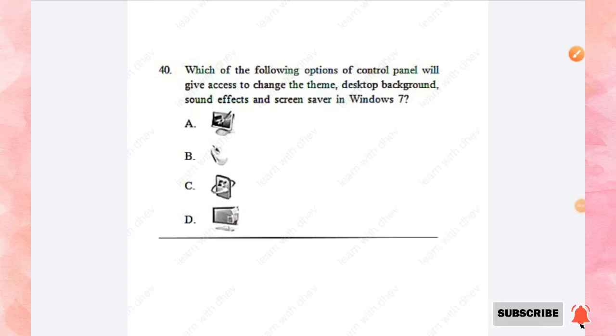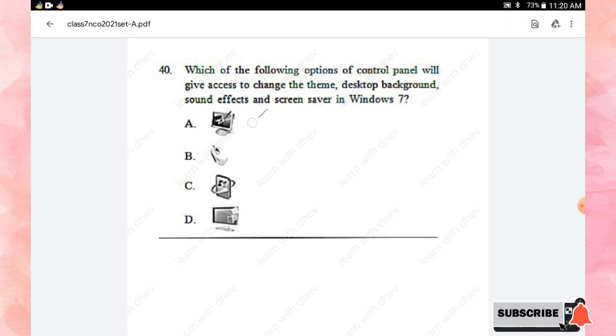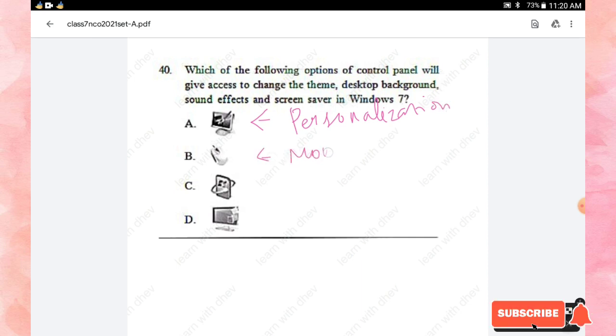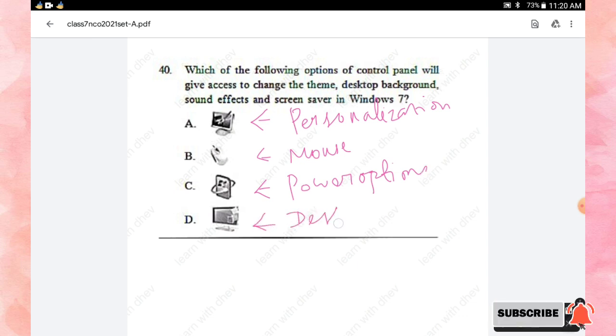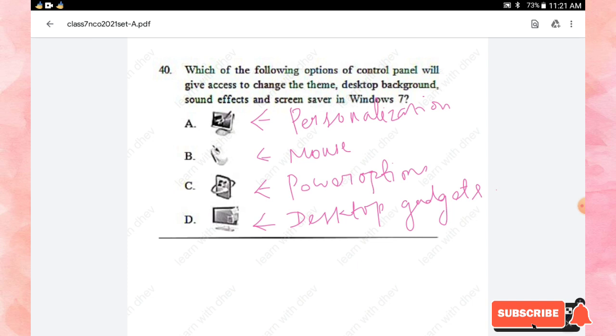Question number 40. Which of the following options of control panel will give access to change the theme, desktop background, sound effects and screensaver in Windows 7? Option A is personalization icon, and this one is mouse option, and this one is power option, and this option is desktop gadgets. So which option of control panel will give access to change the theme, desktop background, sound effects and screensaver? Yes, so obviously it's option A, personalization.